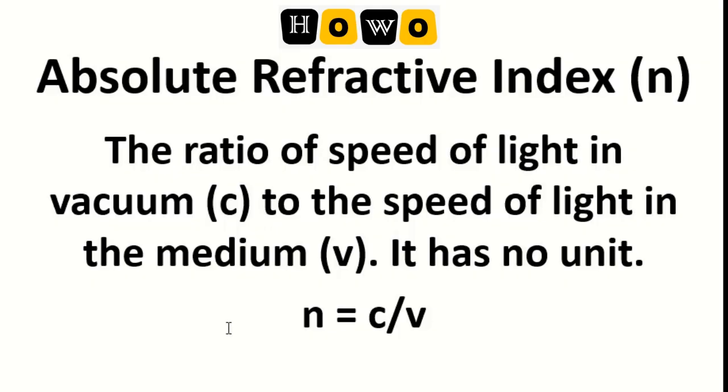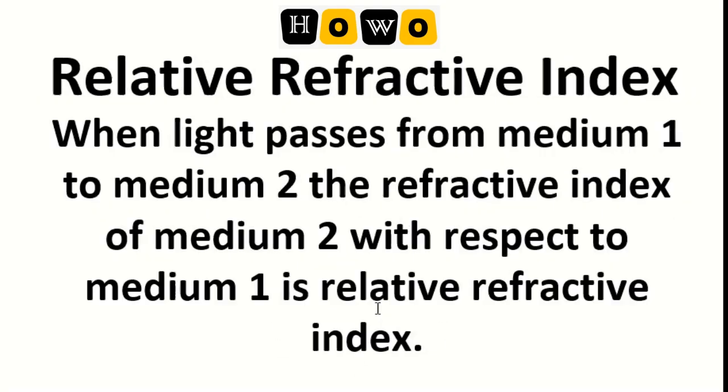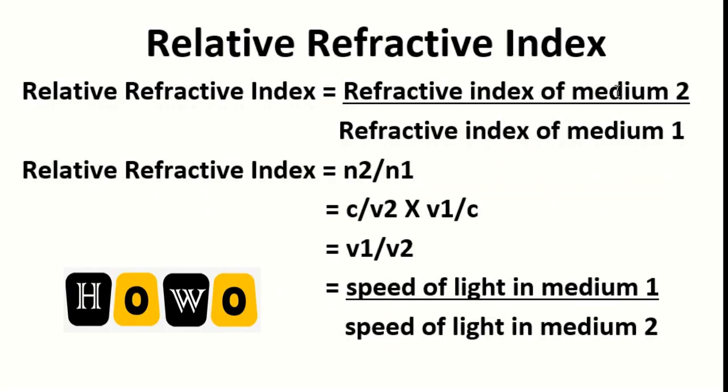Absolute refractive index is the ratio of speed of light in vacuum or air to that of speed of light in the medium. It is denoted by n. Whereas relative refractive index is the ratio of refractive index of medium 2 to that of refractive index of medium 1 when light is passing from medium 1 to medium 2. It is also equal to the ratio of speed of light in medium 1 to that of speed of light in medium 2. Let's solve some numericals and see how it works.